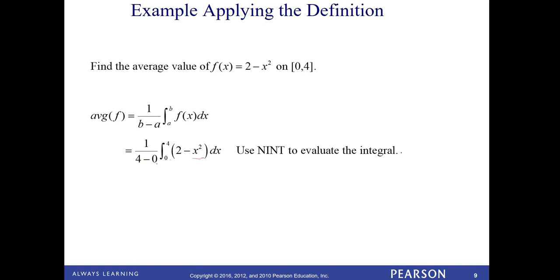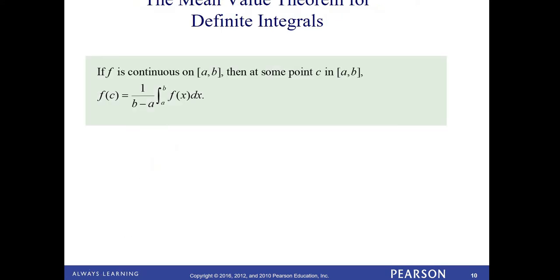We're going to use NINT. I know that at this point, having done all of the AB material, you know how to do that. But for right now, we're going to use the calculator. We get this for our answer, and therefore the average value is negative 10/3. Which leads us to the mean value theorem.